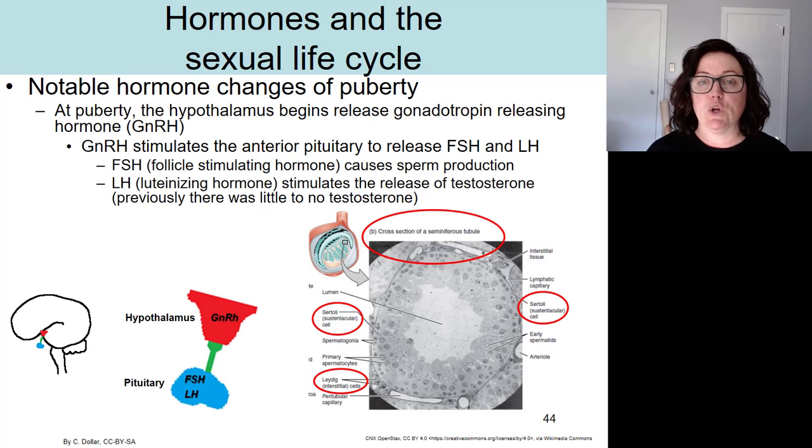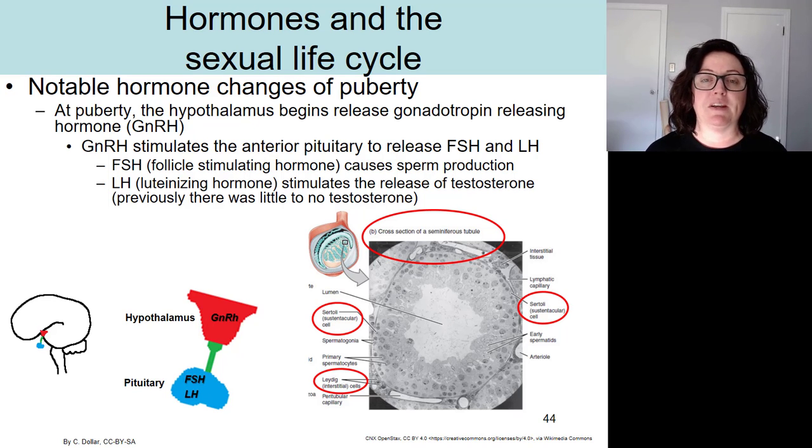Let's take a look at the notable hormone changes of puberty. At puberty, the hypothalamus begins to release gonadotropin-releasing hormone, or GnRH. The GnRH travels from the hypothalamus to the pituitary, where it causes the release of two hormones, FSH and LH. FSH is follicle-stimulating hormone, and LH is luteinizing hormone. So far, this process is actually going to occur in both males and females. It's just the effect of FSH and LH is different in the male versus the female.